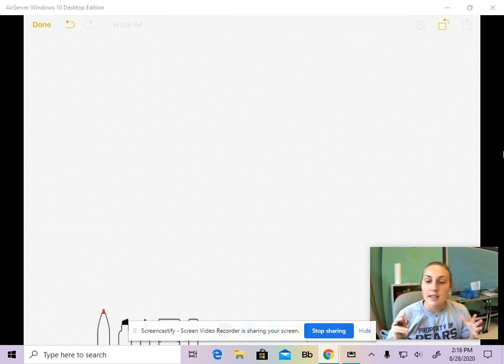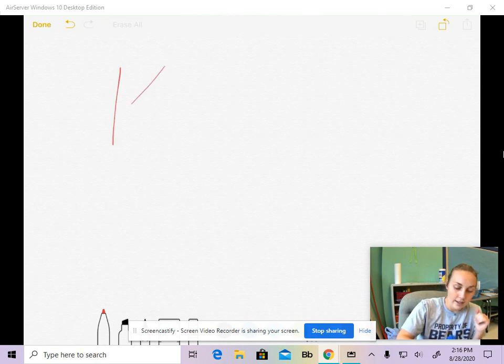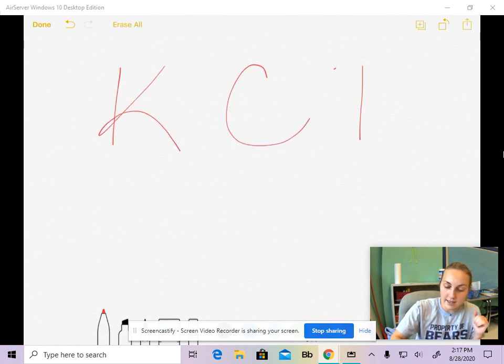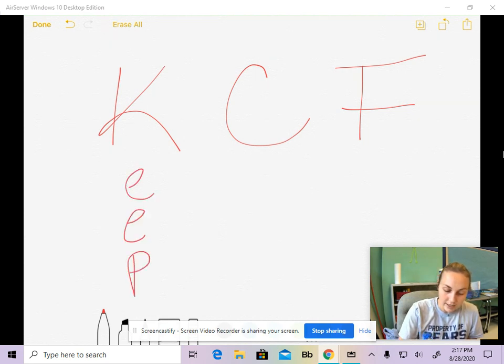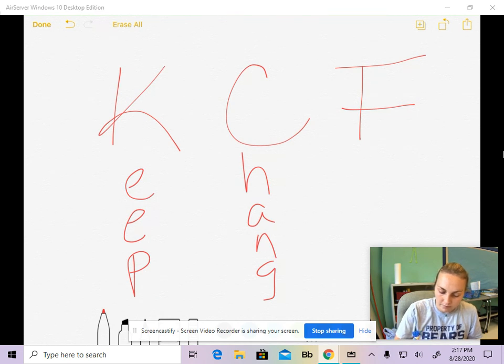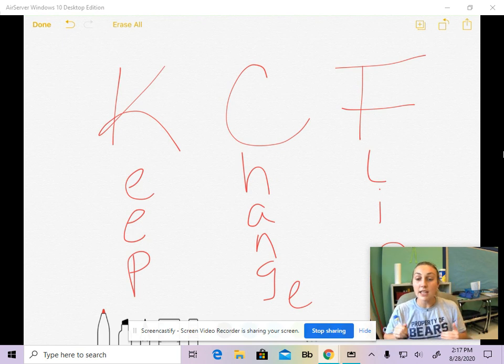Okay, now the big thing about dividing fractions is that you have to keep this in mind. KCF, okay? KCF means keep, change, and then flip. Okay? Keep, change, flip. And I'll show you exactly what I mean.